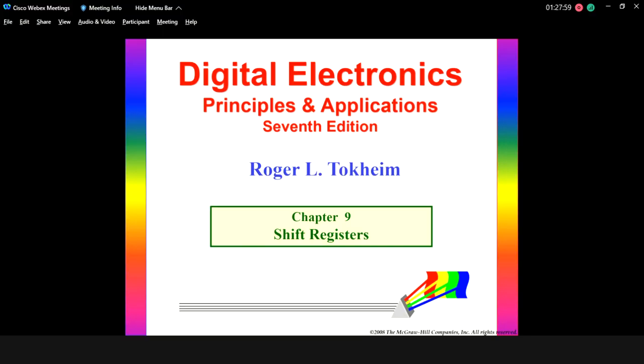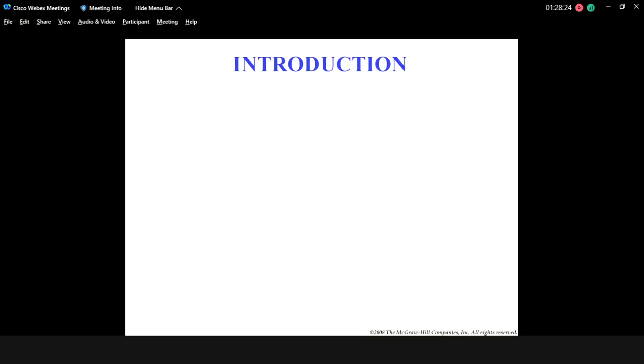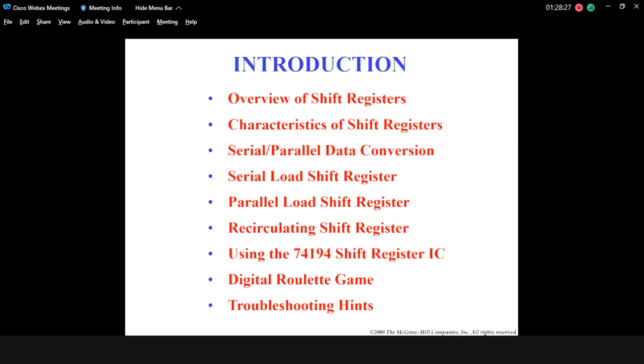You have USB. What does USB stand for? Universal Serial Bus. Yeah, Universal Serial Bus. And also last time you had a parallel connector in your old computer, but now most things are using USB. So that type of connection falls under what we call shift register.